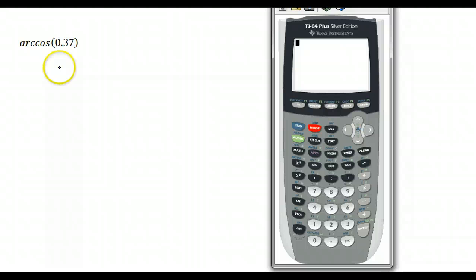Okay, so how about a problem like this? The arc cosine of 0.37. Now that's not an angle from the unit circle that we've memorized. So we're going to use our calculator, and all of your inverse functions are up above your normal functions. So I'm going to go second cosine 0.37, and your calculator will automatically give you the correct answer, 1.192.